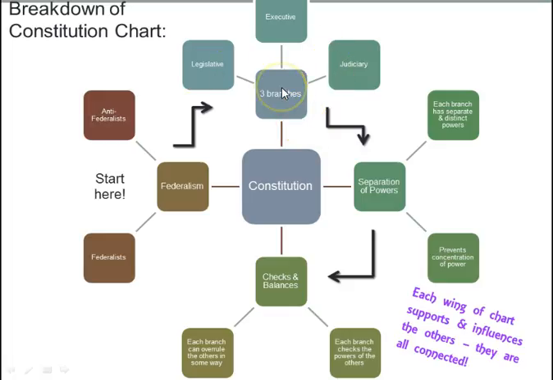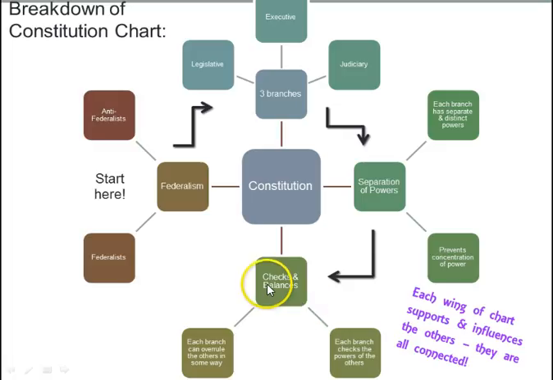All right, and then when you move again to the right, you have the separation of powers. These are the three key ideas, or the four key ideas here. Federalism, three branches, separation of powers, checks and balances. And then there are offshoots. So ideas about the separation of powers. Each branch has separate and distinct powers, and this is to prevent concentration of power.